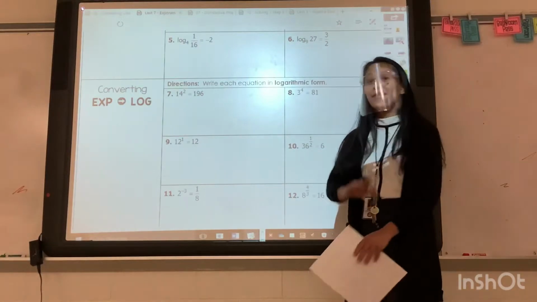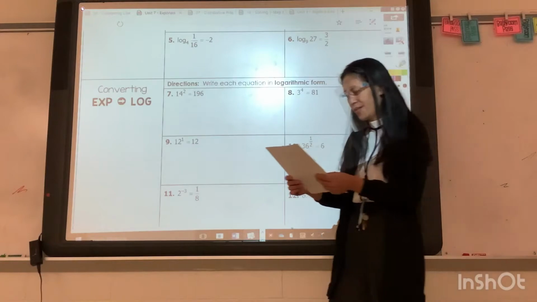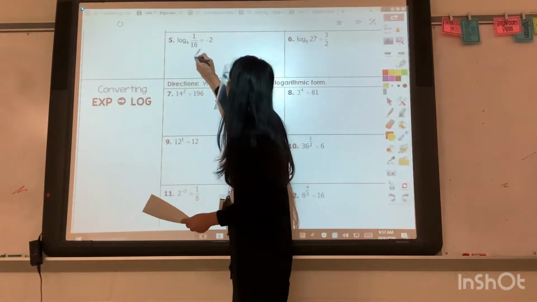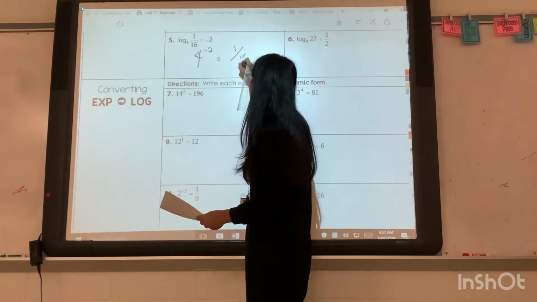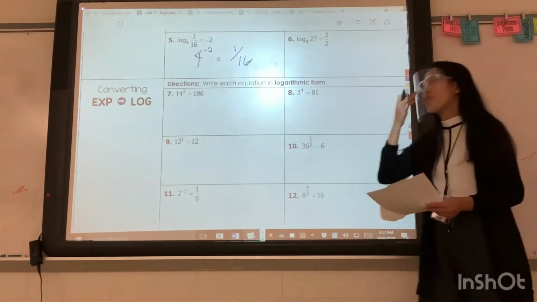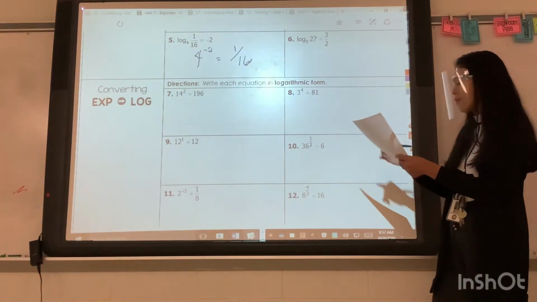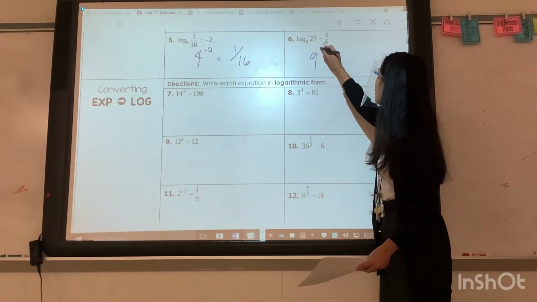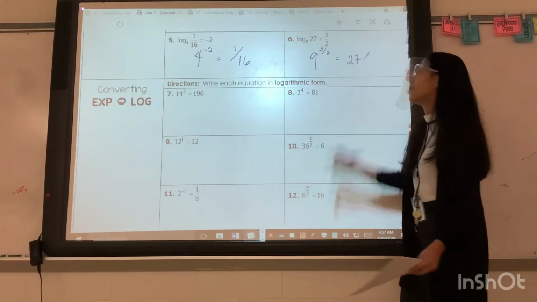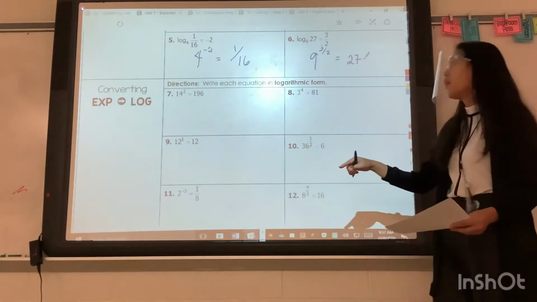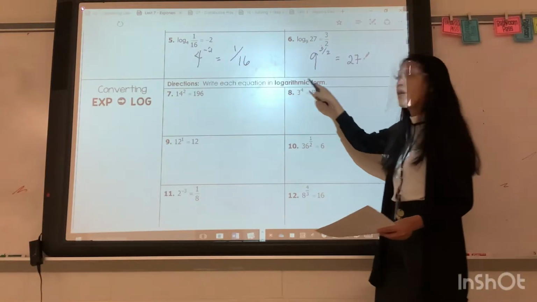Okay, let's have number 5. Noah, what was your answer for number 5? 4 raised to negative 2 is equal to 1 over 16. Next, Jesse, for number 6? 9 to the 3 over 2 equals 27. That's it. For the next part, we are required to change it to its logarithmic form.